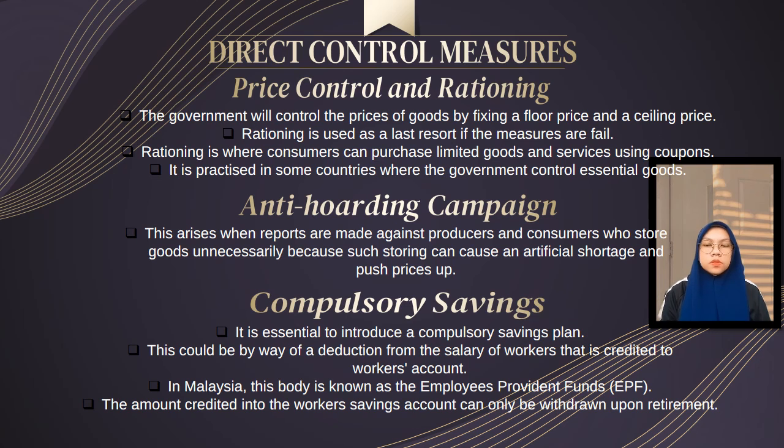The third is compulsory savings. It is essential to introduce a compulsory savings plan. This could be by way of a deduction from the salary of workers that is credited to workers' accounts. In Malaysia, this body is known as the Employees Provident Fund. The amount credited into the workers' savings account can only be withdrawn upon retirement.